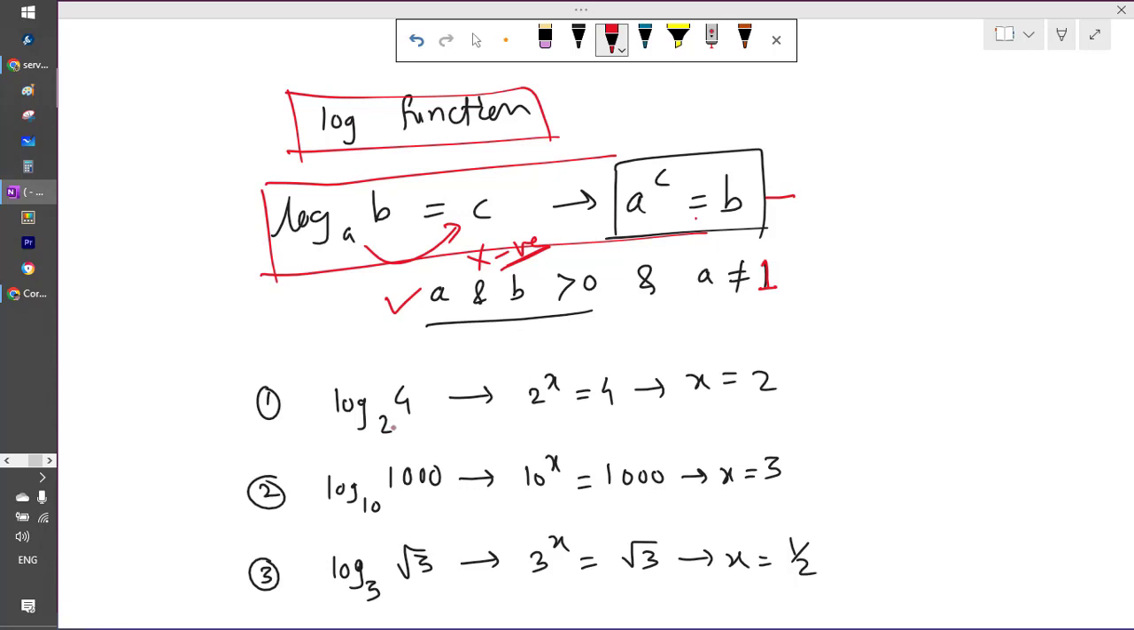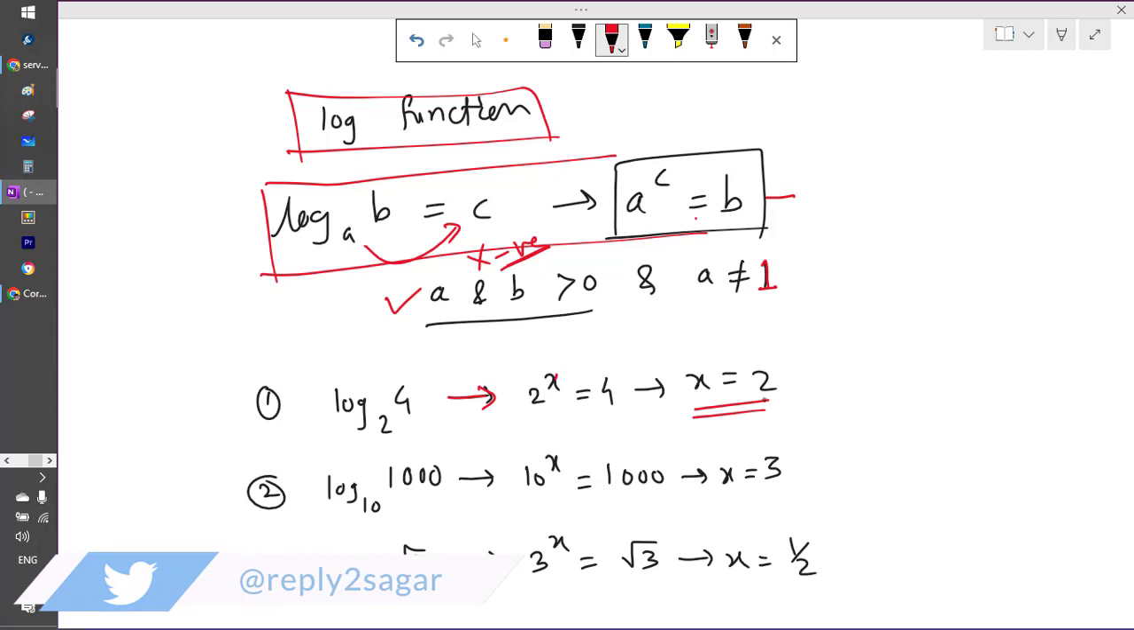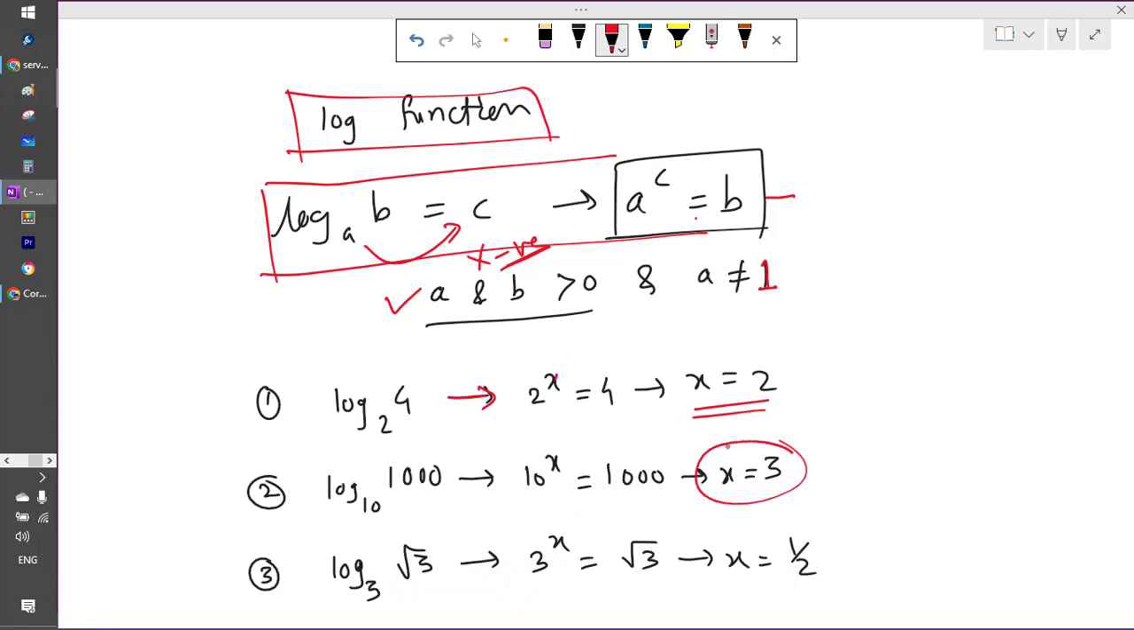Log of 4 to the base 2, we can write this as 2 raised to x is equal to 4, and then x value comes out to be 2. So log of 1000 to the base 10, we can write it in this format: 10 raised to x is equal to 1000. So x comes out to be 3. So how we are calculating the value of x is based upon this logarithmic function.